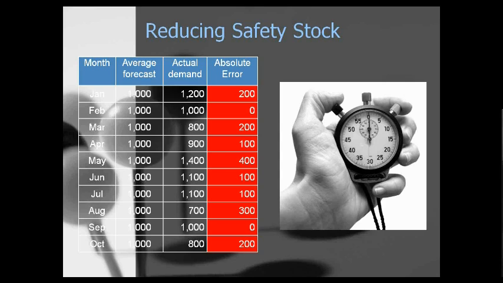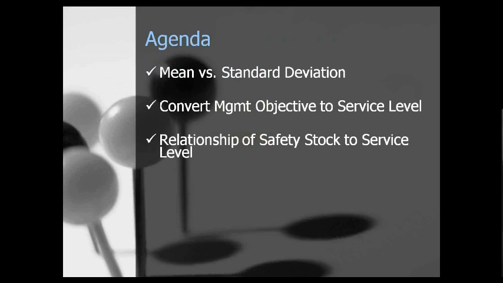So let's wrap this up. We've covered 2 ways of measuring forecast accuracy, mean and standard deviation. We looked at how to convert a management objective, in this case 2 missed shipments per month, into a customer service level. And finally, we took that customer service level, the standard deviation, and a table of safety factors to calculate the amount of safety stock we would need to maintain the service level that management gave us.